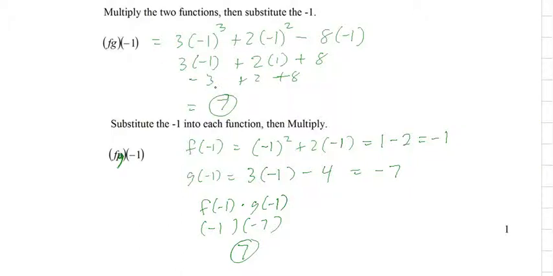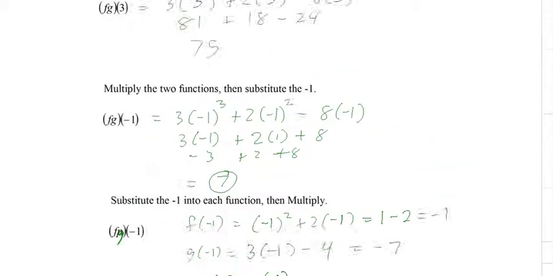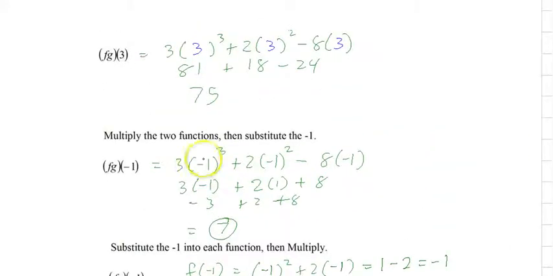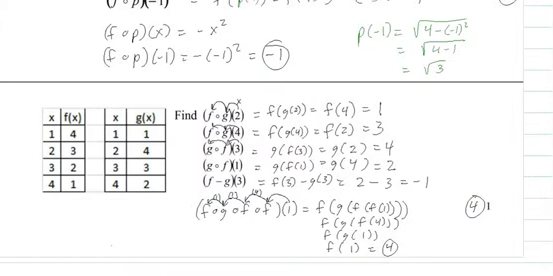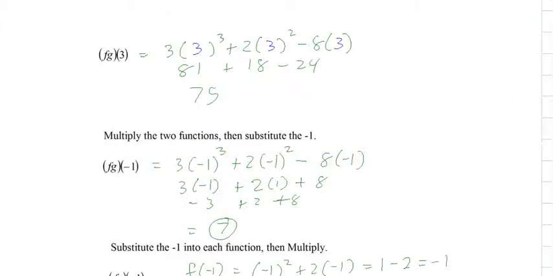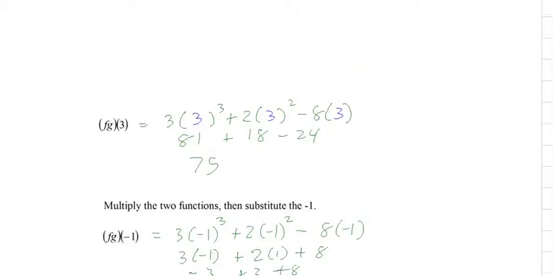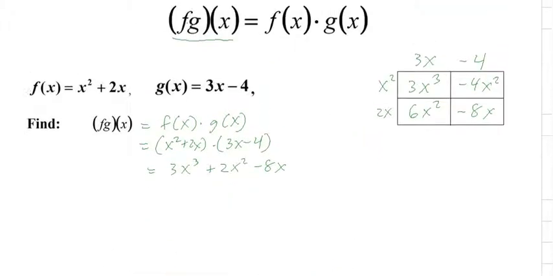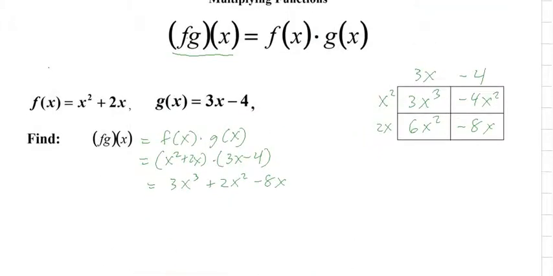So if you want to, you could plug the numbers in and then multiply them to get the value of our function. Or you could find the formula for it and then plug the numbers in. It's the same for adding. It's the same for composites. It's the same for multiplying. The order doesn't matter here. You're just multiplying two functions. So you can multiply the values you get or the functions themselves.